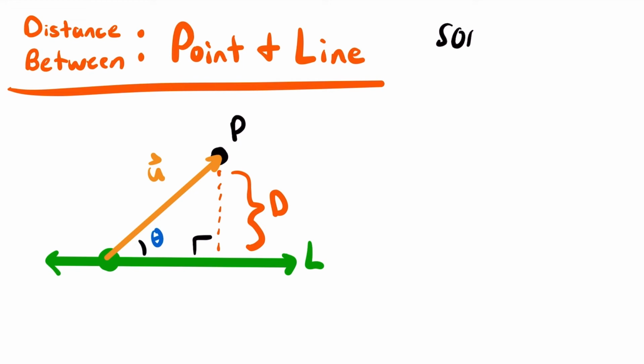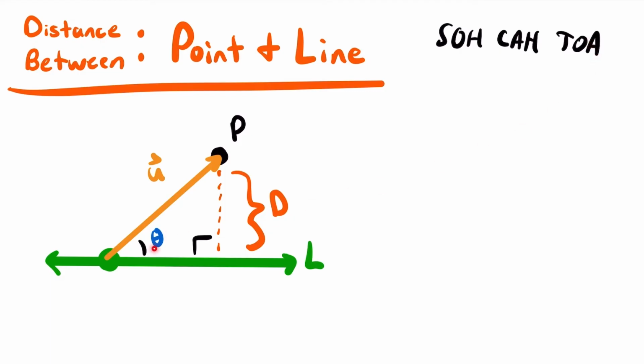I'm referring to SOHCAHTOA. This helps us remember how to relate an angle of a right triangle to the sides of that triangle. Sine of the angle is equal to the opposite side divided by the hypotenuse. Cosine of the angle is equal to the adjacent side divided by the hypotenuse. And tangent of the angle is equal to the opposite side divided by the adjacent side.